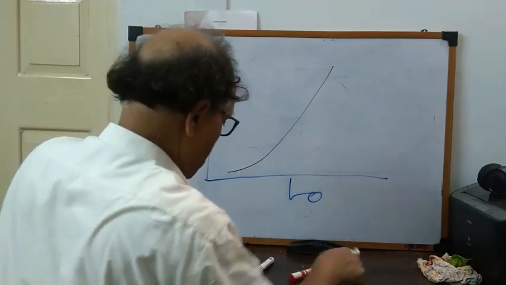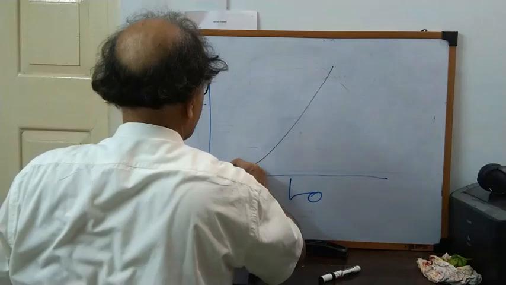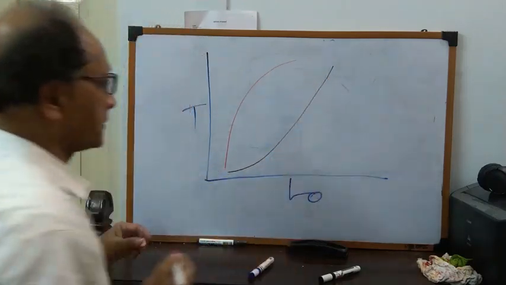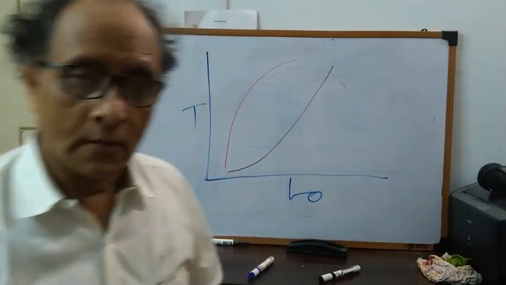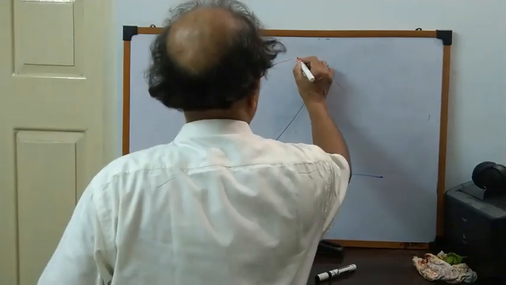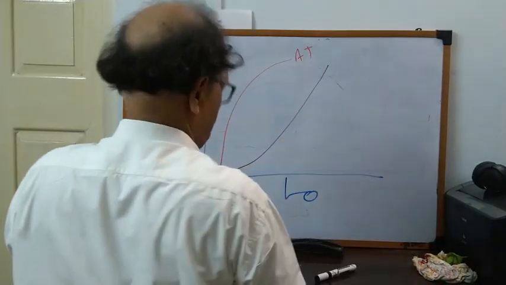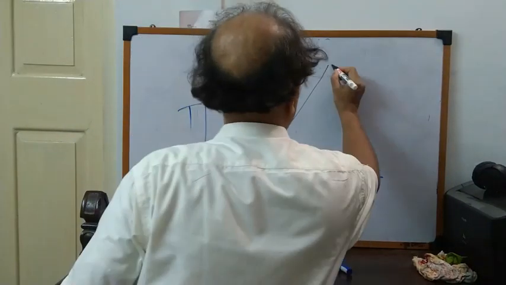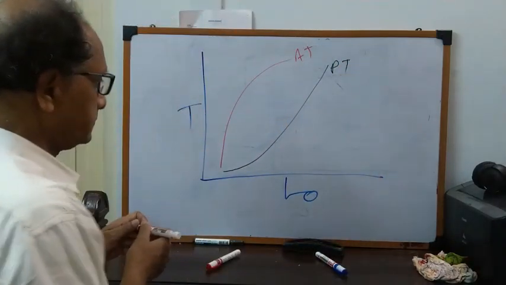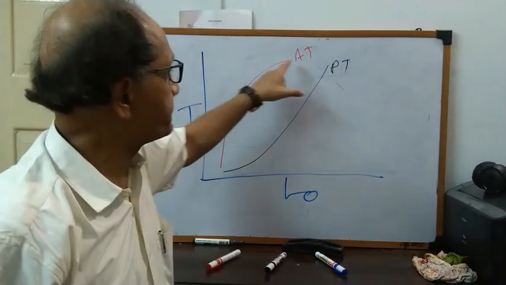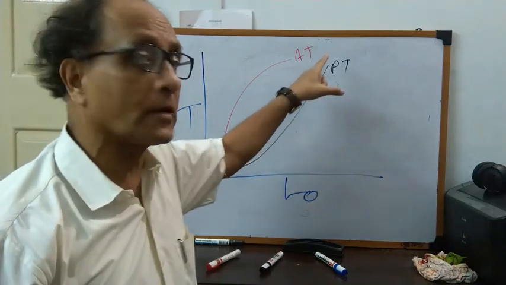this is the passive tension curve, and this is the active tension curve. So this is the active tension curve, and this is the passive tension curve.